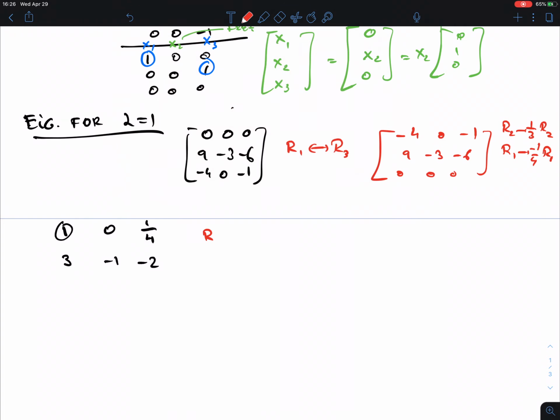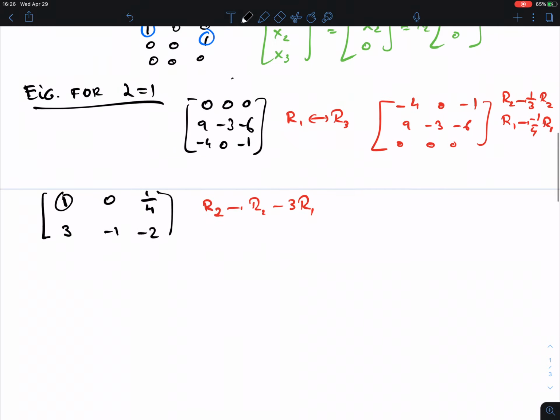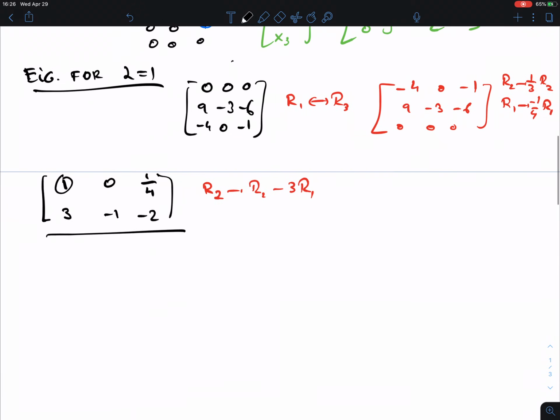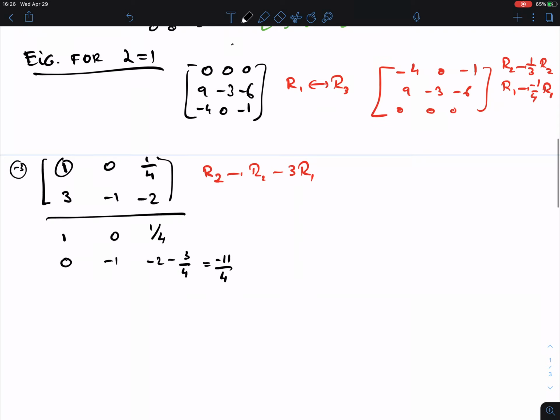So we do row 2 minus 3 times row 1. This gives me 1, 0, 1/4. So I'm multiplying this with negative 3, so I get a 0 there, a negative 1, and minus 2 minus 3/4. That is minus 11/4. Okay, I put this on common denominator. Good. Oh, well, we're almost done because we only need to make sure that this is a 1.